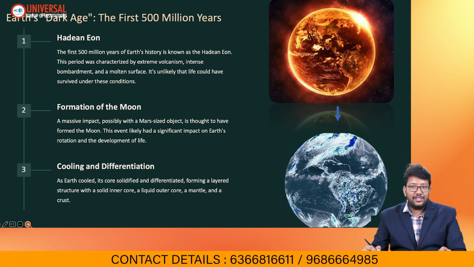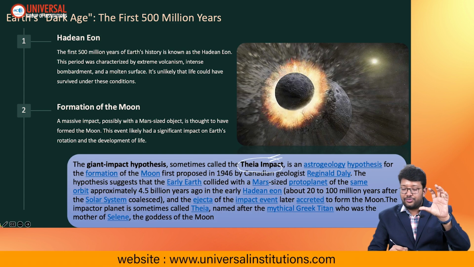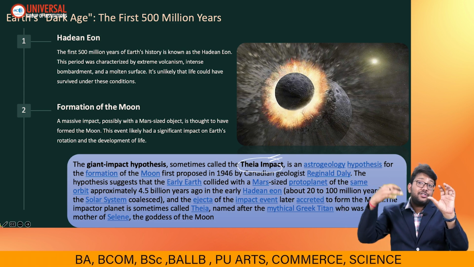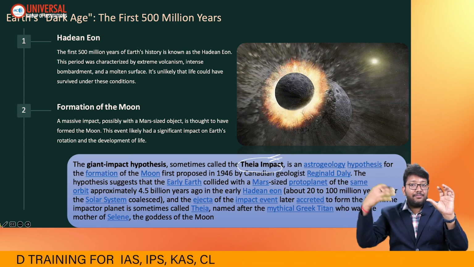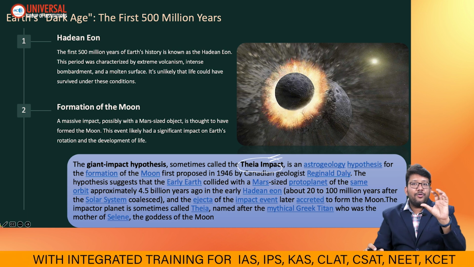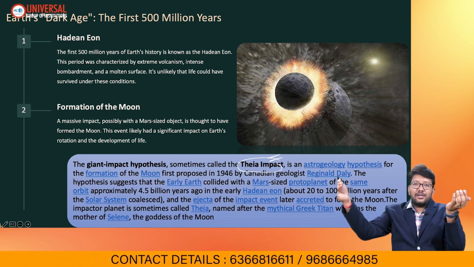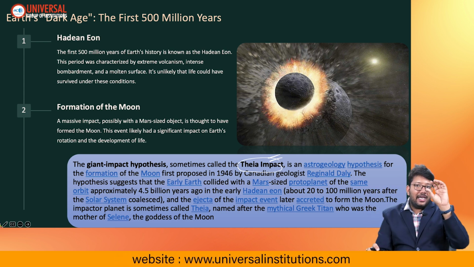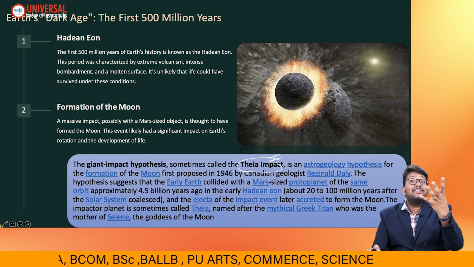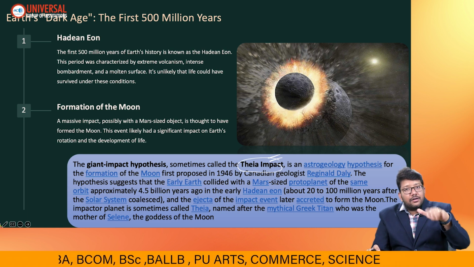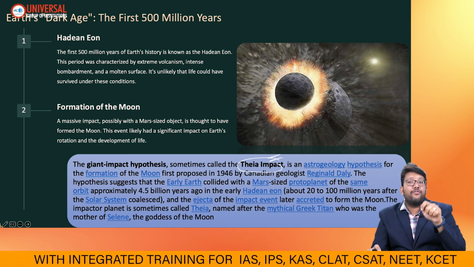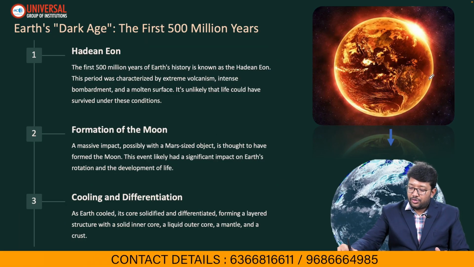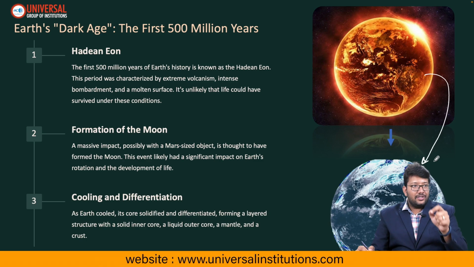The third stage is cooling and differentiation. What was happening in the second stage, students? Our Earth was a molten ball. The Mars-sized planet, some planetesimals, collided with the Earth. Suppose you have a jelly, and some solid object collides with that jelly; the jelly might get disintegrated. Same situation, the Earth also disintegrated. That's how our moon formed. Remember that. Finally our Earth cooled down and became the planet as we see today.